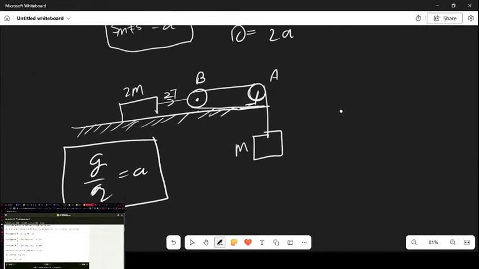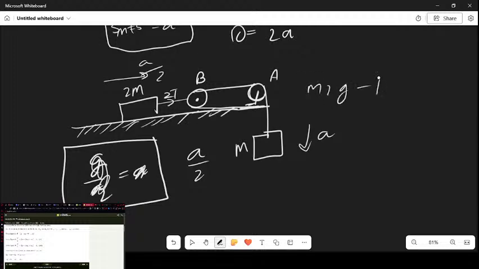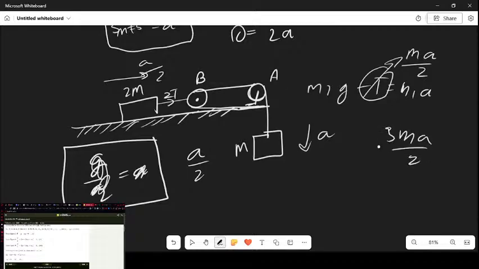Let's move on to the next question, 32. I mean the force which should be acting. You guys understood right now. This is going to move in this direction with a by 2, and this is going to move with an acceleration a. m1g minus tension is equal to m1a, and this tension comes out to be ma by 2, and 3ma by 2 is equal to mg, the g cancelled, so 2g by 3 is the acceleration.